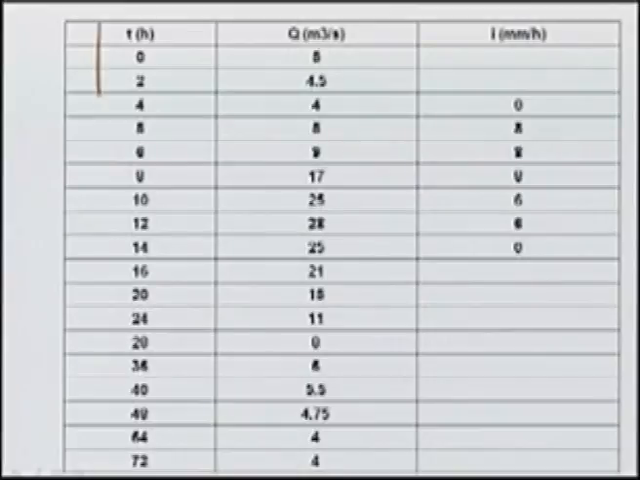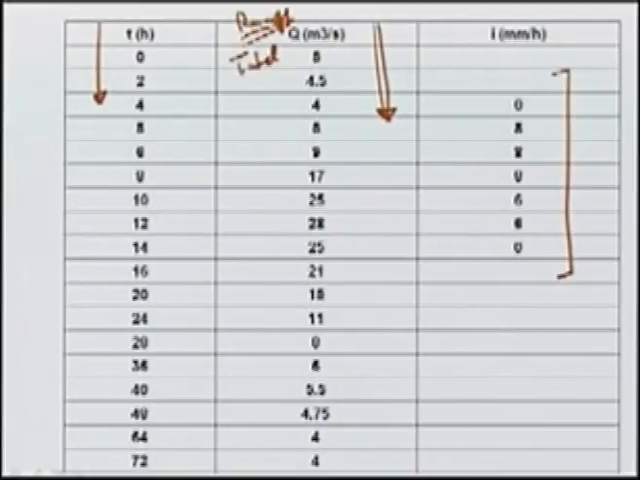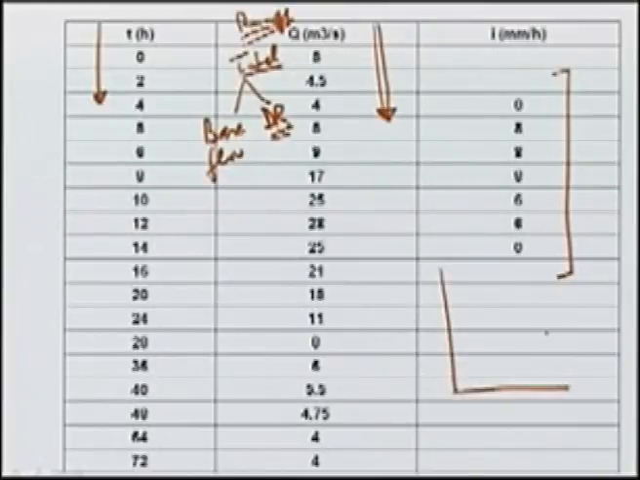Now, we move on to discussion of hydrographs, which we have seen are a record of the discharge in a river with time. And suppose we have data given like this. This is time in hours, and for a particular rain, the intensity is given here. We obtain the runoff as Q. So, this is the total runoff, which includes the base flow and the direct runoff. The intensity of rainfall is given here.